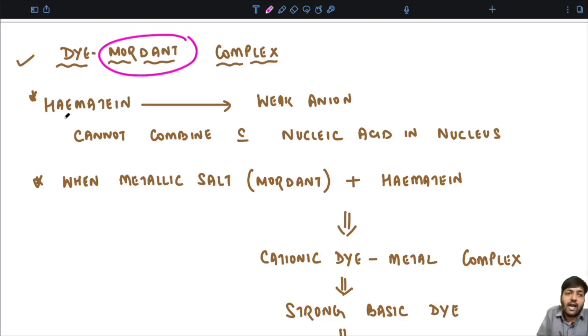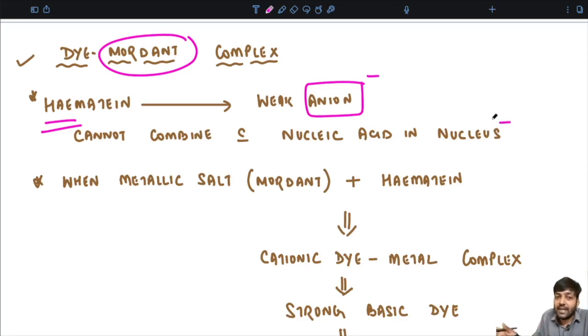Okay, so we have seen that we first have to oxidize the hematoxylin powder into hematine. Now this hematine, if you see, is a very weak anion, meaning it has a negative charge. So it will not be able to combine with the nucleic acid in the nucleus. Why? Because they are also negatively charged. So negative and negative are going to repel each other.